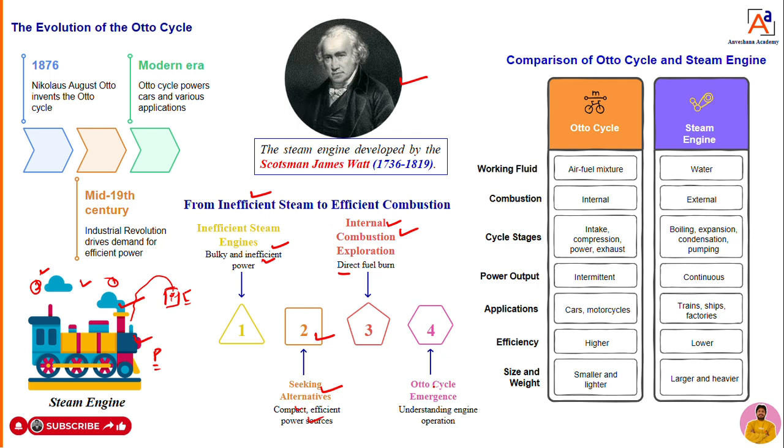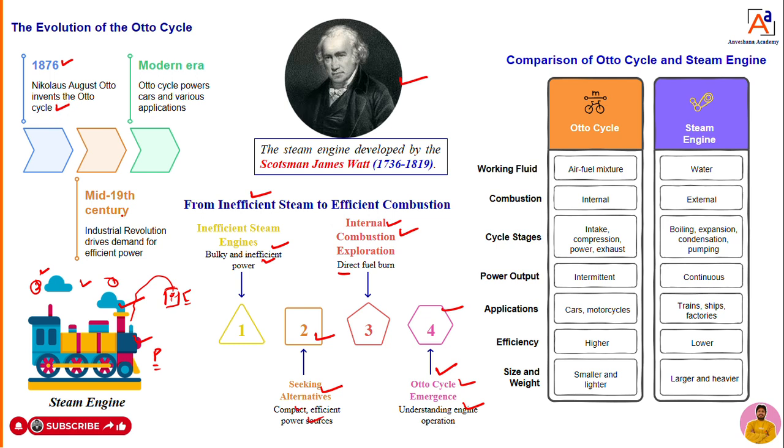In this direction, one of the great scientists, the German scientist Nicholas Otto, developed a cycle. That cycle is used to produce the compact engine, the petrol or gasoline engine, where the fuel is burnt inside the cylinder. Like that, the Otto cycle emerged from research. So in 1876, Nicholas Otto invented the Otto cycle. It is compact, and the fuel is burnt inside the cylinder.